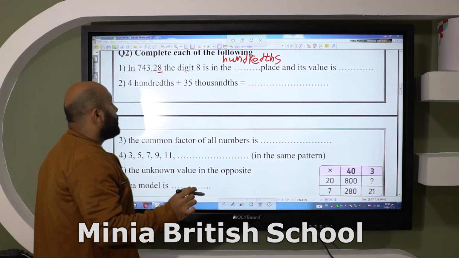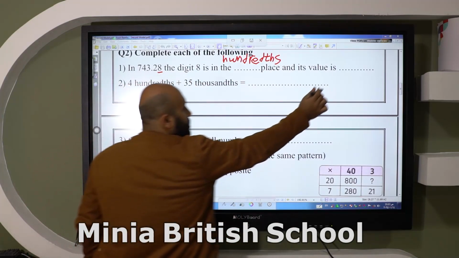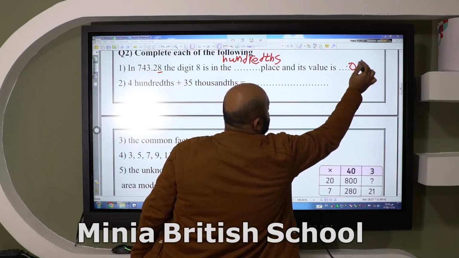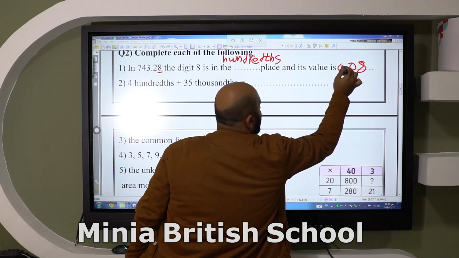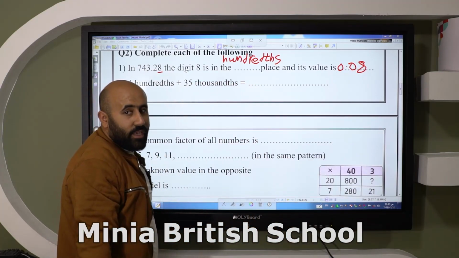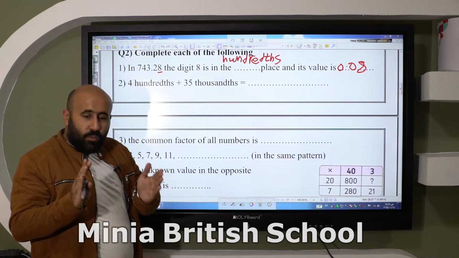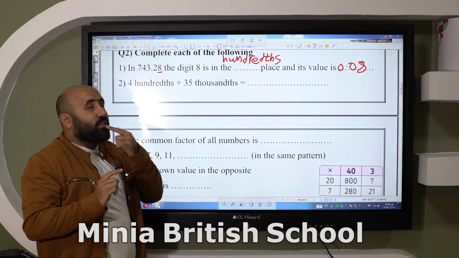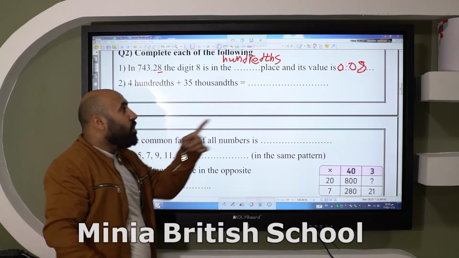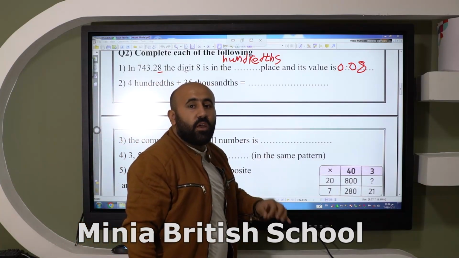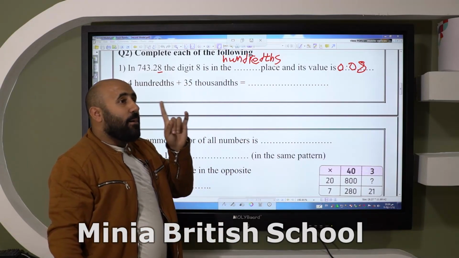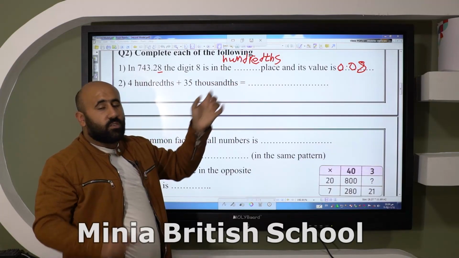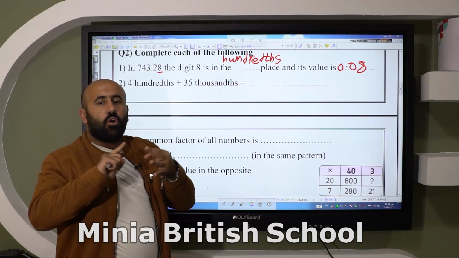And its value, I have a decimal point, so I will write 0.8. So the value of the 8 is 0.08, and please don't switch between the place value and the value. When I ask about the value, only the value, I will write the number. When he asks about the place value, I will write the place, which is hundredths or thousandths or whatever it was.